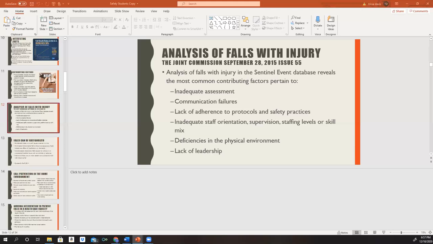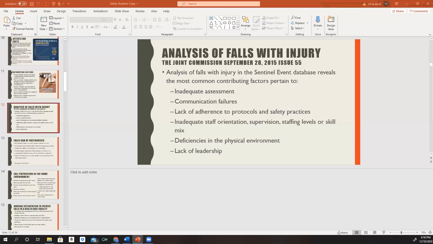So not adhering to our protocols and safety practices puts your patients at risk for falling. This is a big one: inadequate staff orientation, supervision, staffing levels, or skill mix. I can't tell you how many times I worked a shift where I didn't even have a tech, and I had five patients. Two of them were totals and three were high fall risks. You're only one person. You can only be in one place at one time, and if you don't have an extra pair of hands, things happen and people get hurt. So that's a big issue.